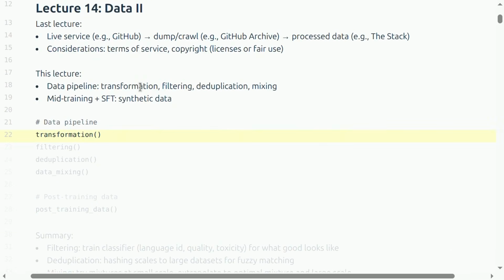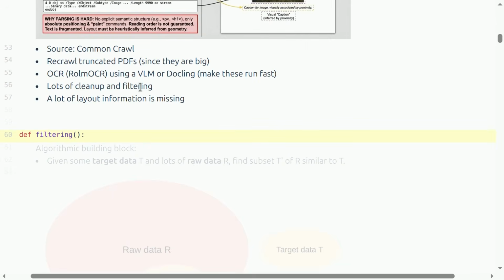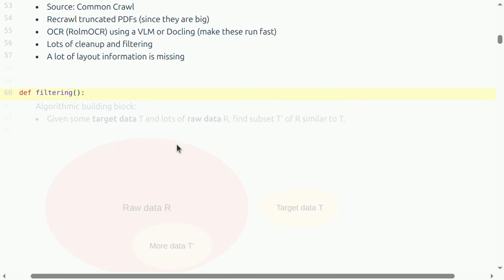Okay, so there's a bunch of transformation that happens. At this point, you have text, but you're not done. You're far from done. So the next step is filtering. I'm going to talk somewhat abstractly about what filtering is. Here's the building block.